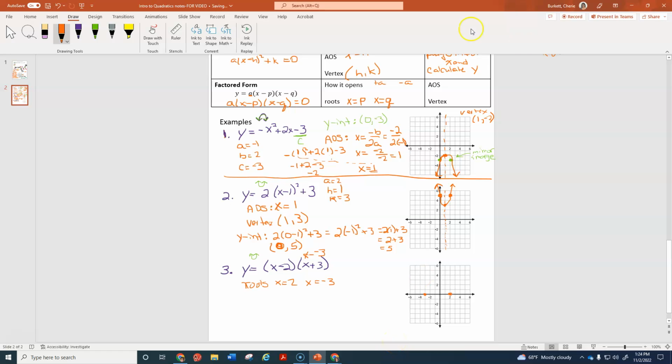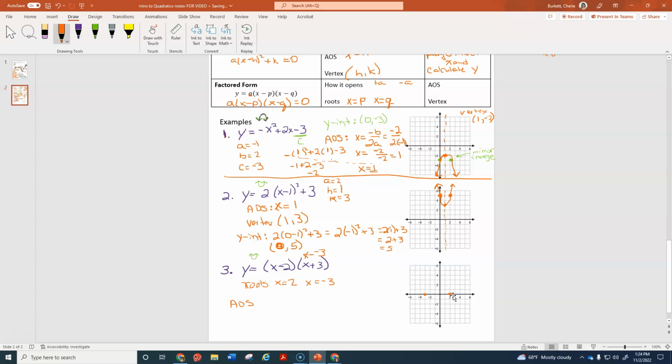Now, if you'll notice, there's a quick calculation up here for you to find the axis of symmetry. The axis of symmetry is always going to be the average of those two x values, because what do we want? We want the number in the middle. How far apart are those two numbers? Let's just count. 1, 2, 3, 4, 5. They are 5 units apart.